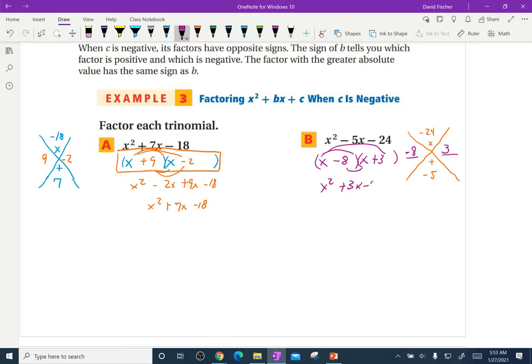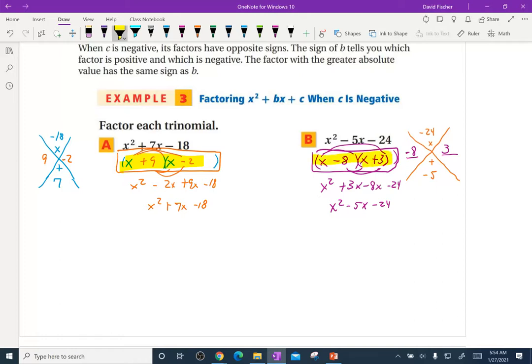Usually when the FOIL doesn't work, I multiplied incorrectly somewhere, or I didn't multiply correctly over here. So I have a plus 3x and a minus 8x, which is actually a minus 5x, isn't it? I got more negatives than positives. Minus 5x minus 24. Look up there, that's what I needed. So there we go. Make my bracket a little bit better in there.